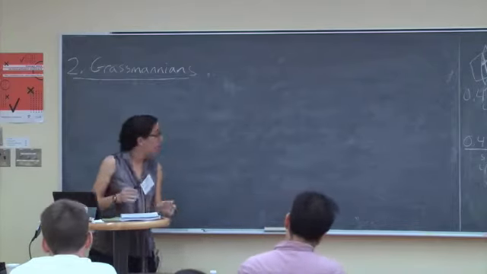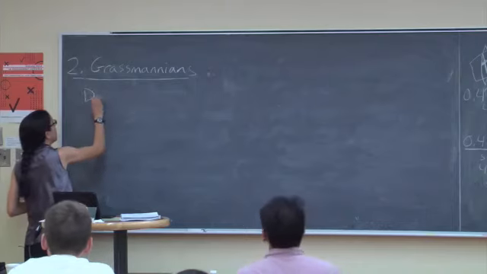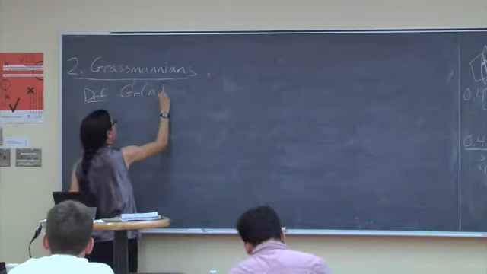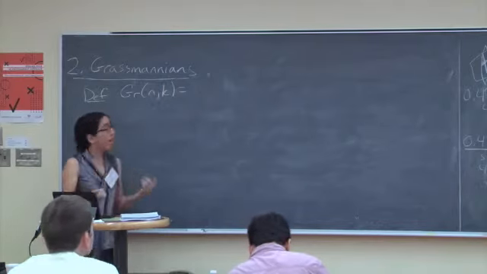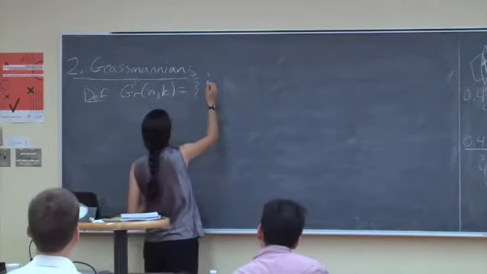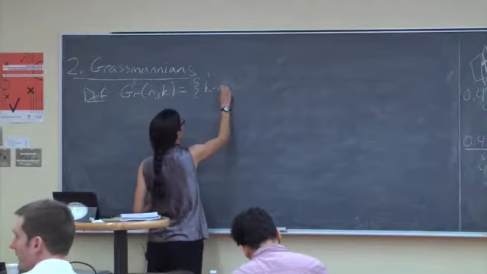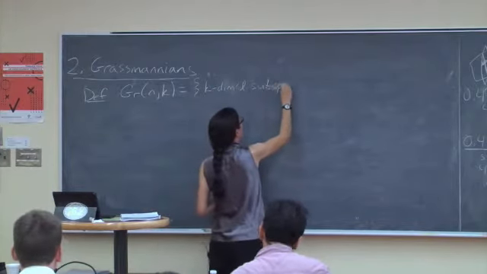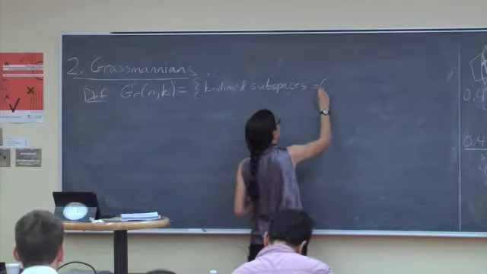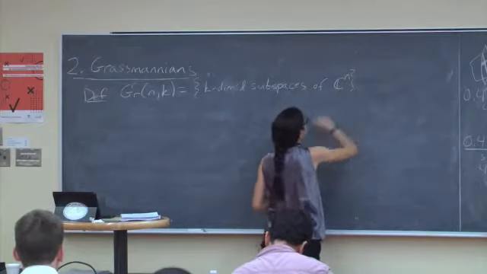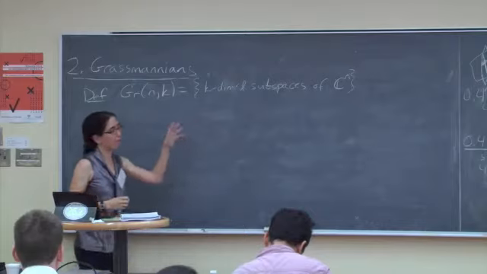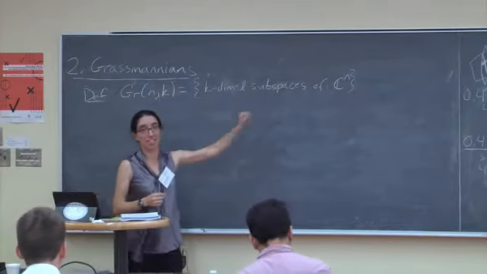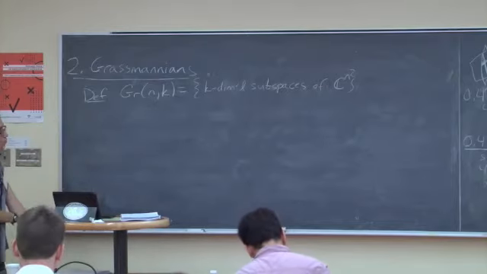So we're going to define the Grassmannian Gr(n, k) to be, as a set, the set of all k-dimensional subspaces of C to the n. Okay, now I've dropped all pretense of ever working over R. R was just to draw pictures. And now we're going to be working over C for the rest of the course.